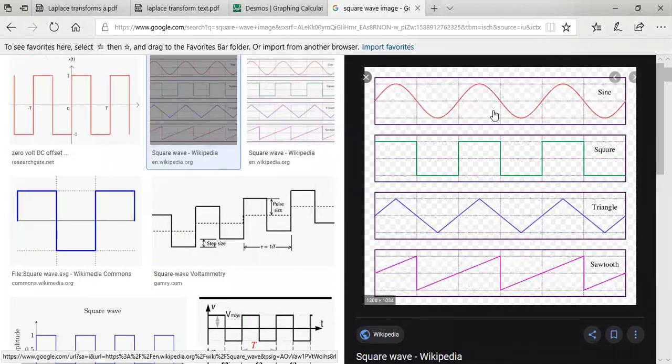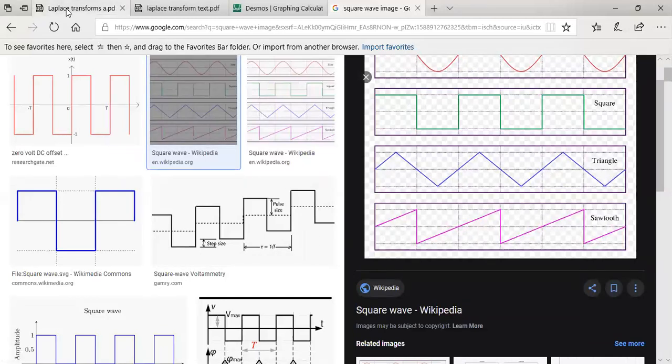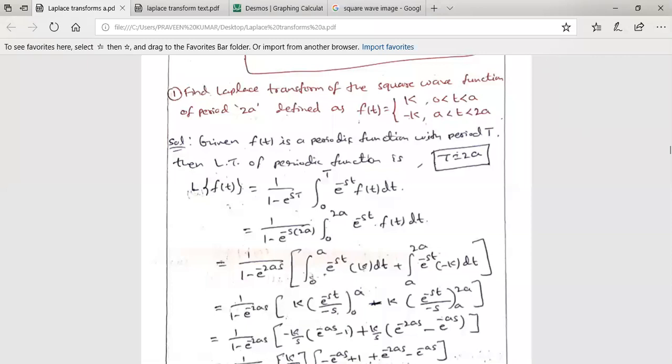So triangle function, rectangle function, square wave function, periodic function, many different functions that we define mathematically. For this function, we are going to find the Laplace transform. The given function is a periodic function with a period T, so the period is 2a. It is clearly given, or else we just construct the graph and we see.